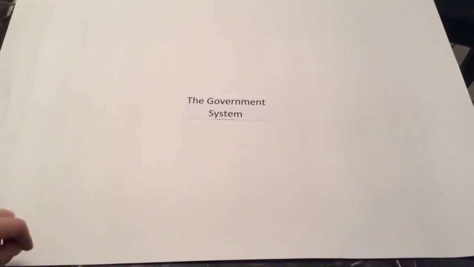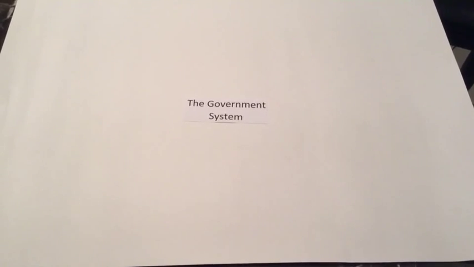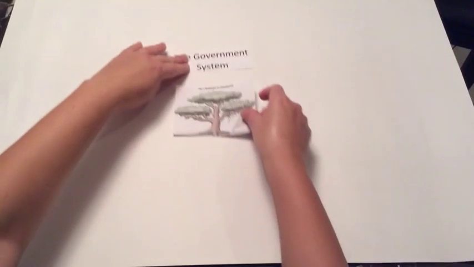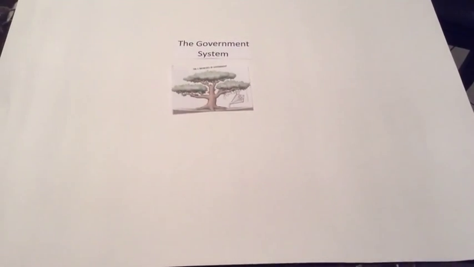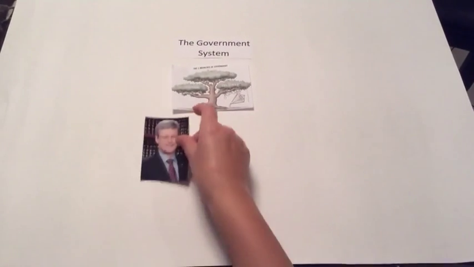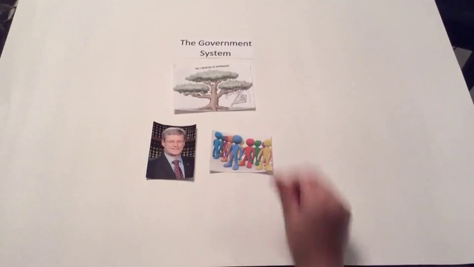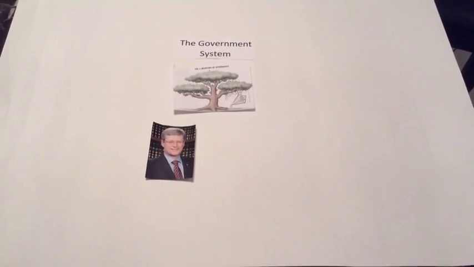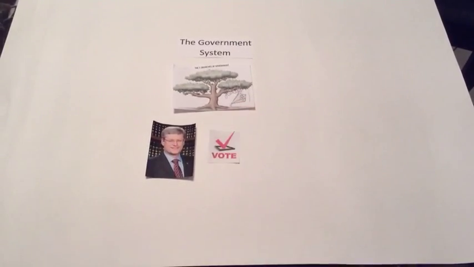The government system. The Canadian government has three different branches. The first branch is the executive branch. This part of the government system is made up of the Prime Minister and the Cabinet. The Prime Minister is head of the government. He is elected by voters in the voting system.